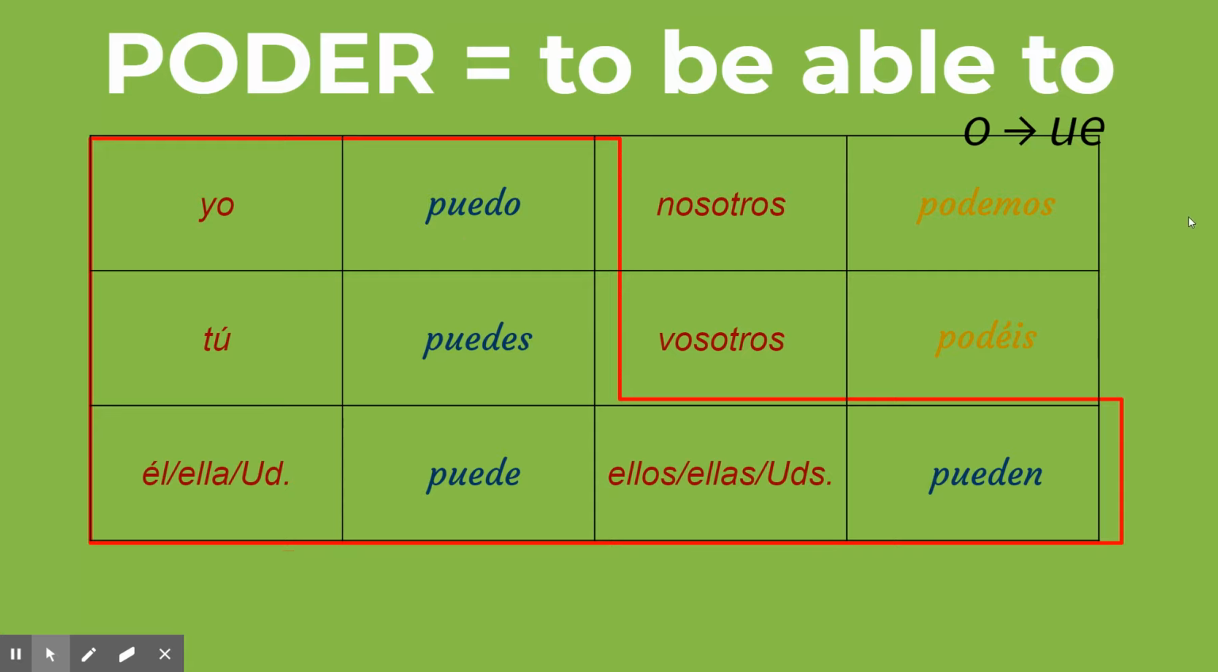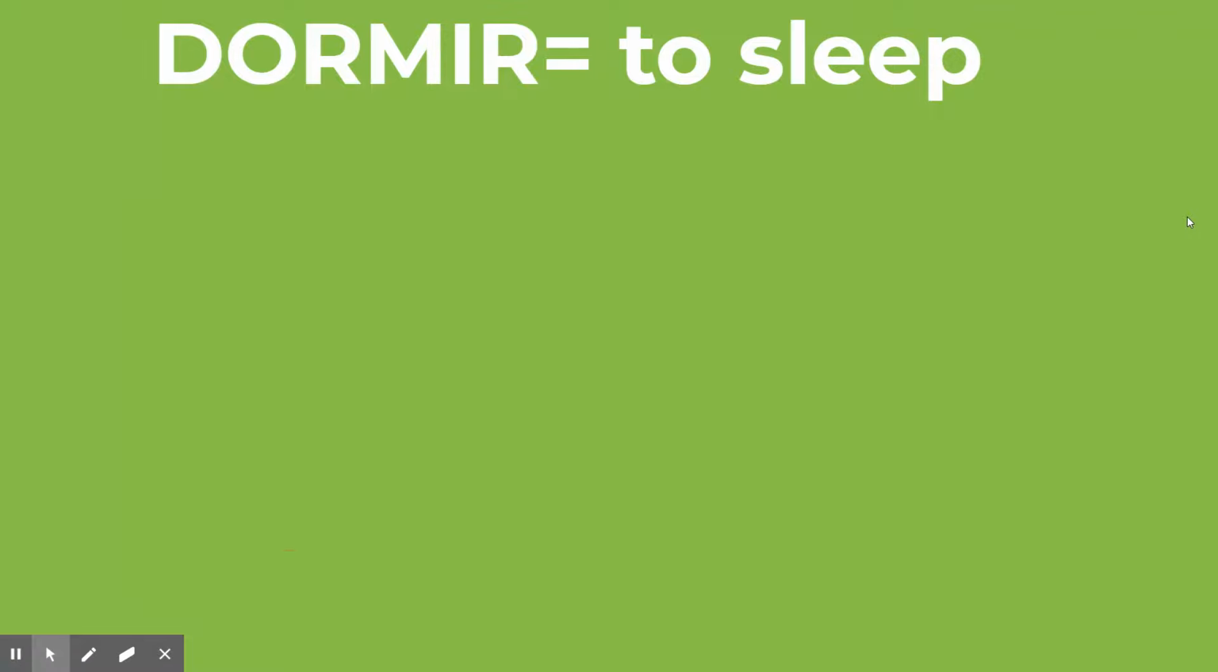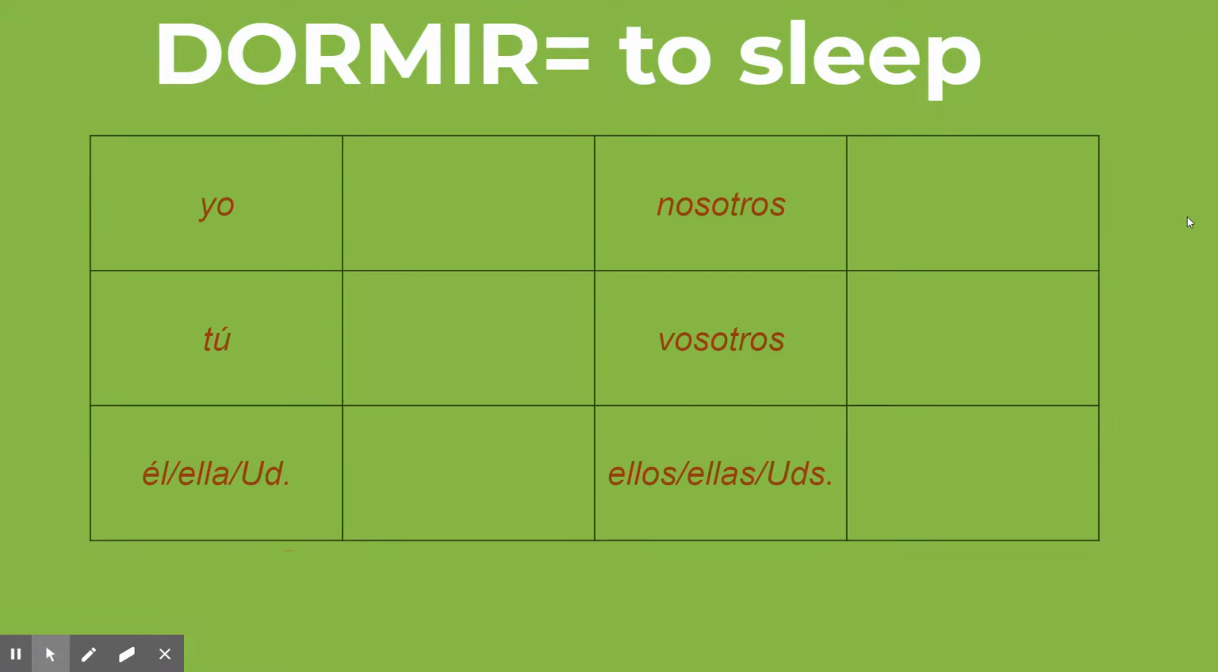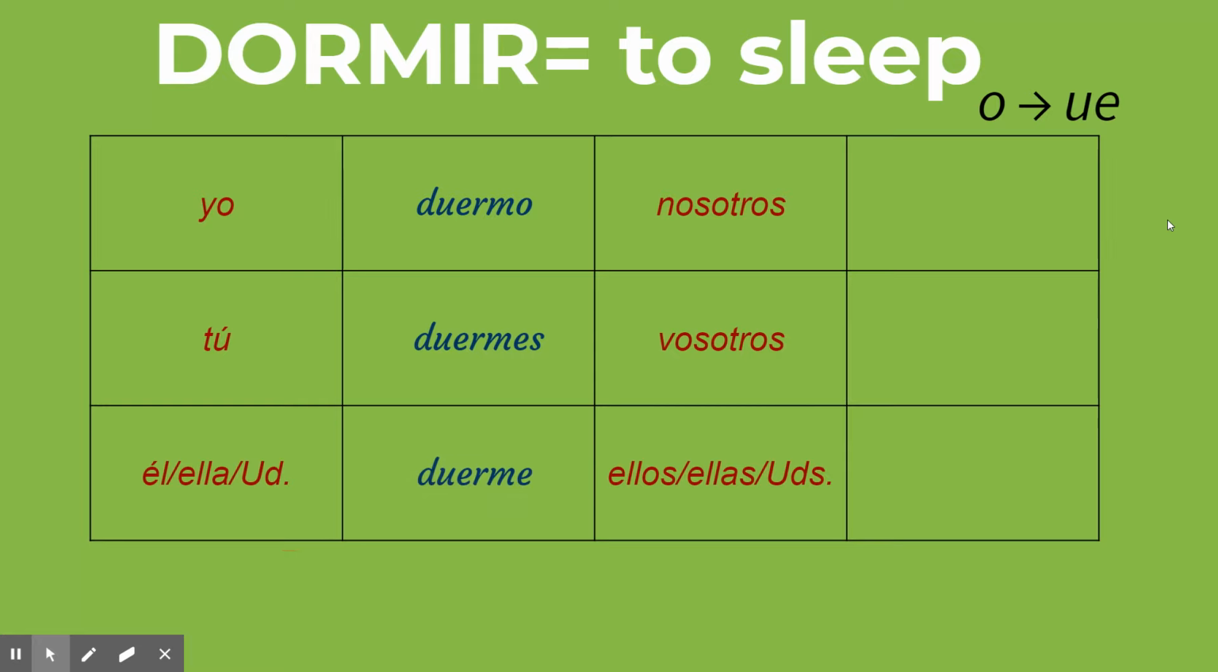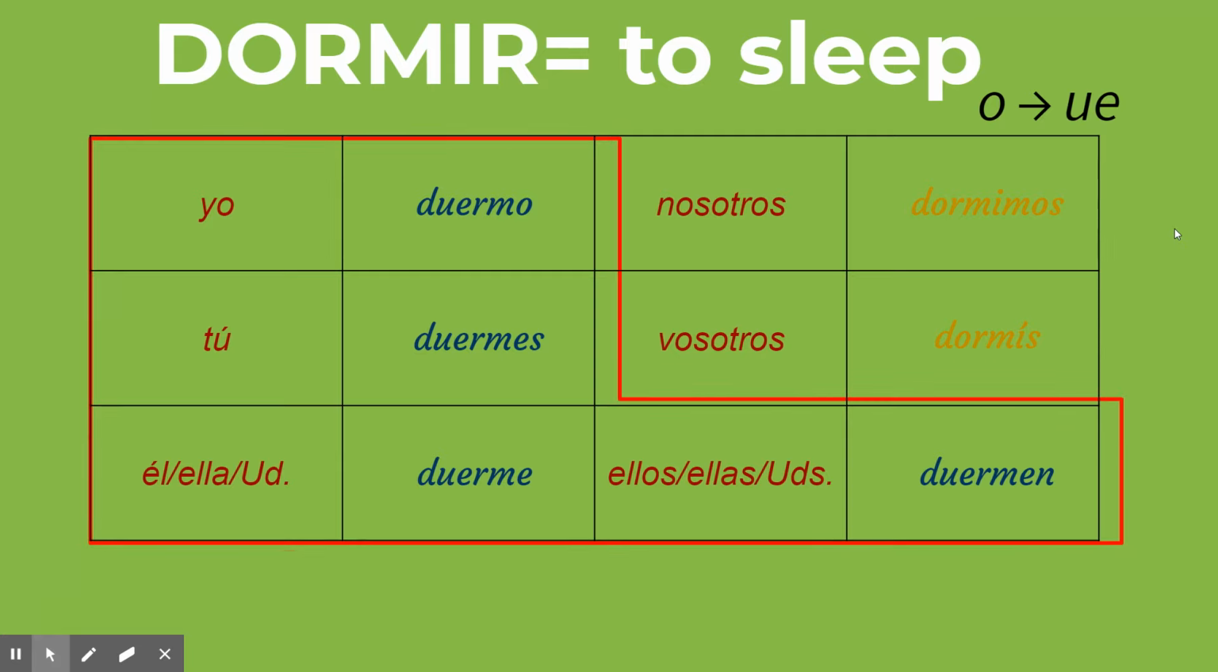Yo puedo. Another verb that we looked at that was like this was dormir. The O is also changing to UE. Duermo. Duermes. Duerme. Remember, nasty nosotros does not change. Dormimos. Vicious vosotros does not change. Dormís. And ellos duermen. Bota. Everything inside the bota has a change.